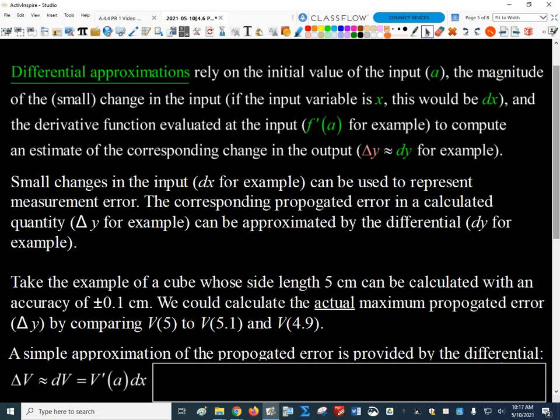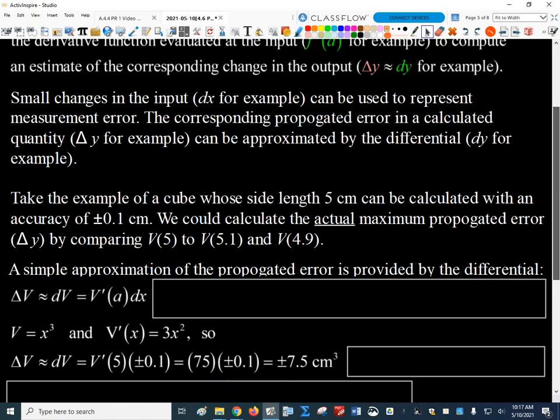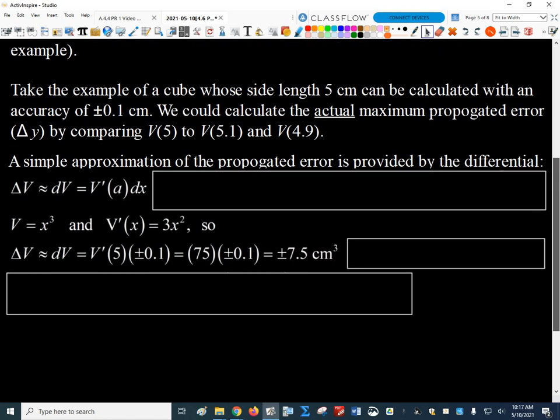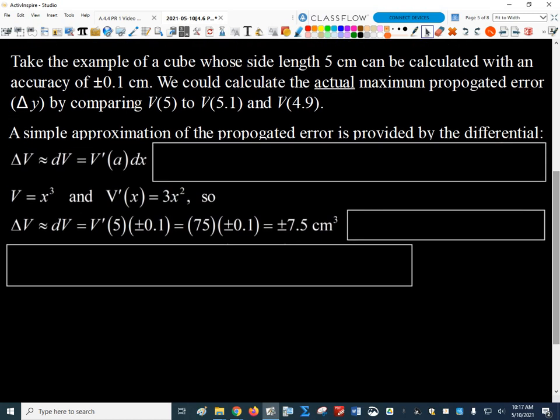I'm going to read what I had here. Okay, I think we said all this last time. I don't think there's anything else I need to really emphasize. Let's try this example. This is what we started doing last time. So if we take the example of a cube this time, whose side length is 5 centimeters, and let's say that we have an accuracy of plus or minus 0.1 centimeters. We want to calculate what the potential propagated error would be.